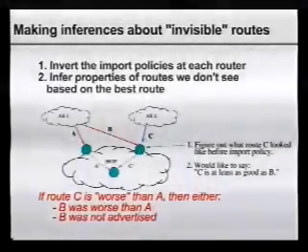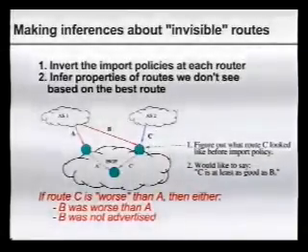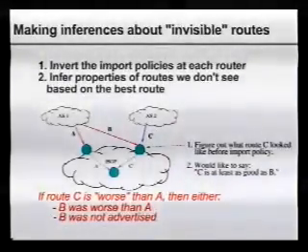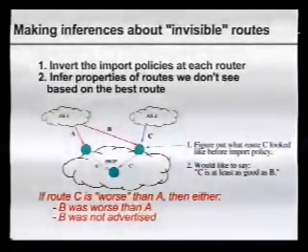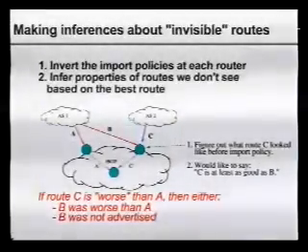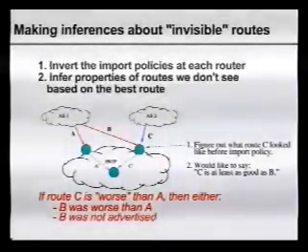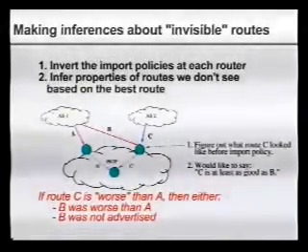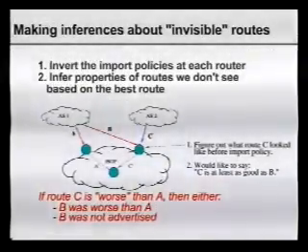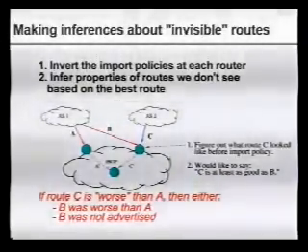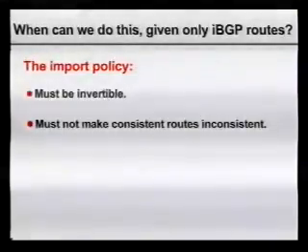And then, knowing that, I could say, if route C is worse than route A, then either B also has to be worse than A, longer AS path length, etc., or B wasn't advertised at all. Otherwise, I would have heard it. Unfortunately, I can't always do this. Certain things have to be true about the import policy to allow me to make these kinds of statements.